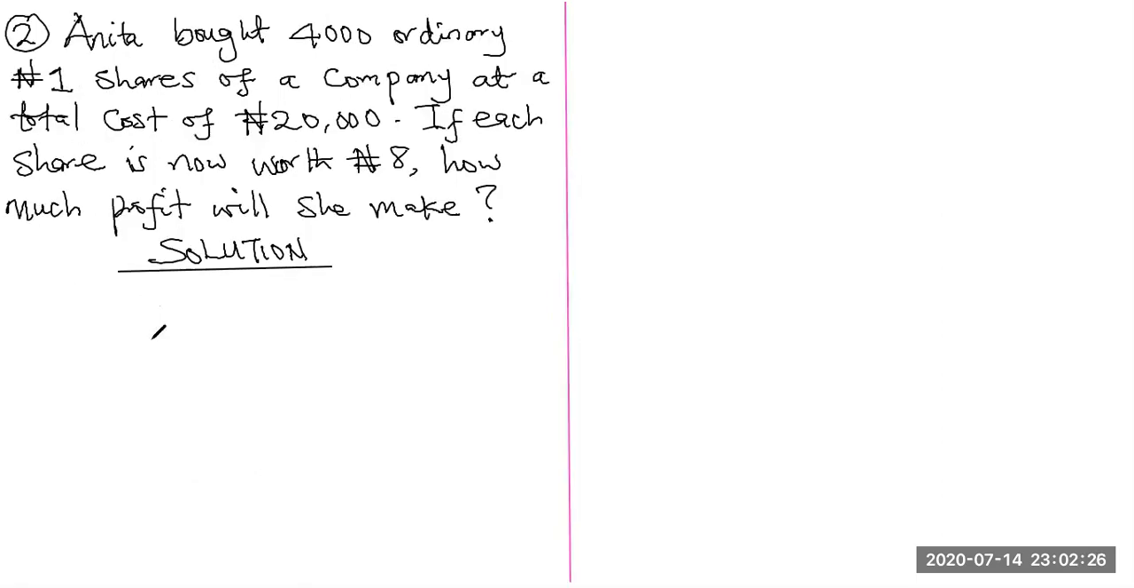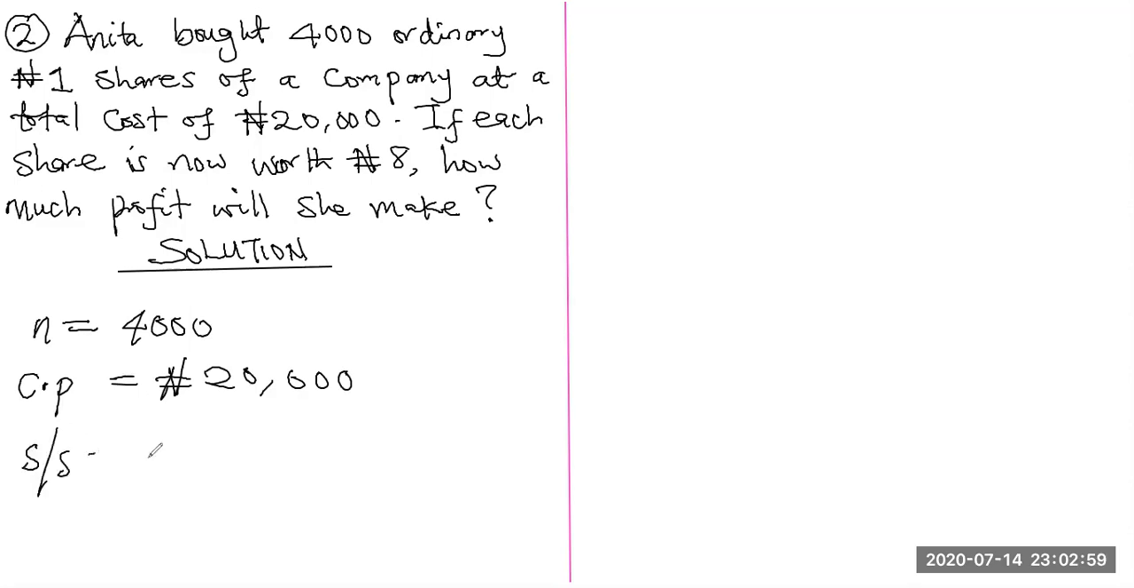Question 2. Anita bought 4,000 ordinary shares, so the number of shares is equal to 4,000, of a company at a total cost price of 20,000 naira. That is the total cost price, not the cost price per share, which is the number of shares times the cost price per share. If each share is now worth 8 naira, the selling price per share is equal to 8 naira. We are not told the cost price per share when she bought it, just the total cost price.